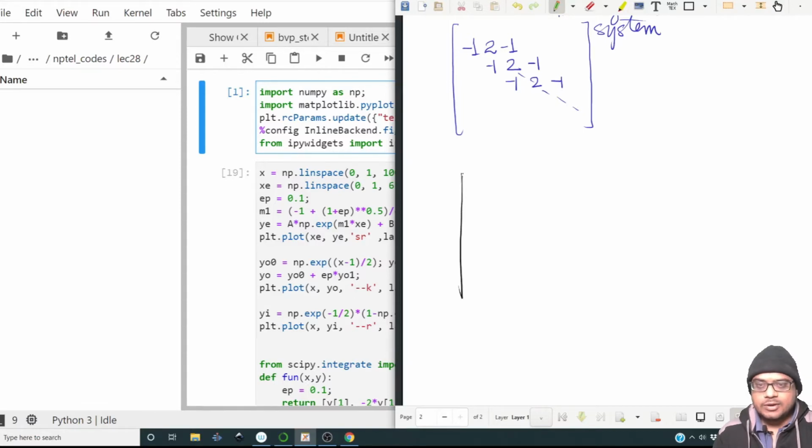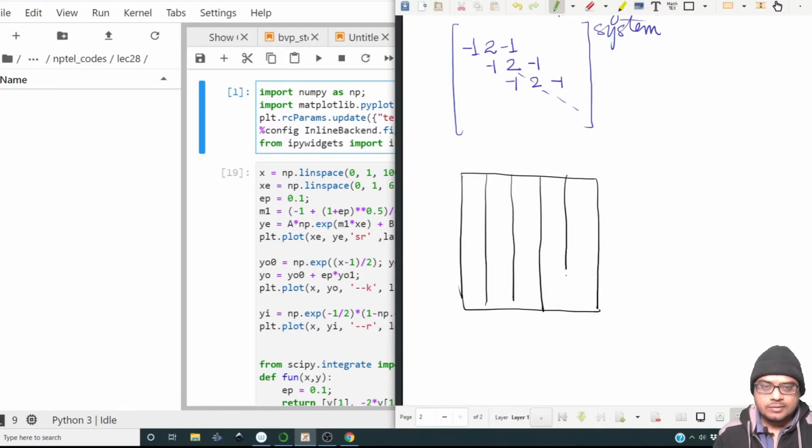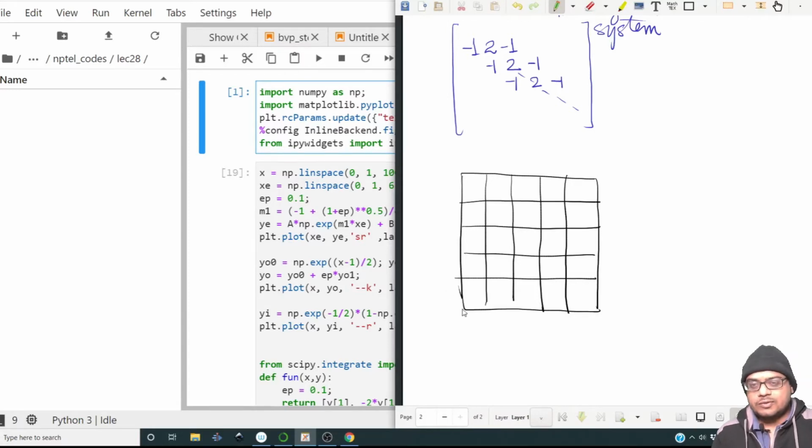We have a domain like this, which is divided into many parts. Essentially, we have a mesh grid. When we do have a mesh grid, we have to number it. So let us number the columns by i and the rows by j. And this is customary, because I'll show you why it is customary.